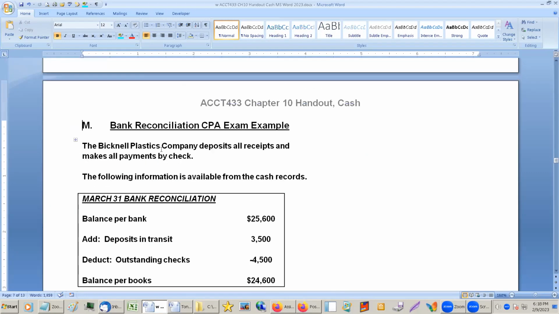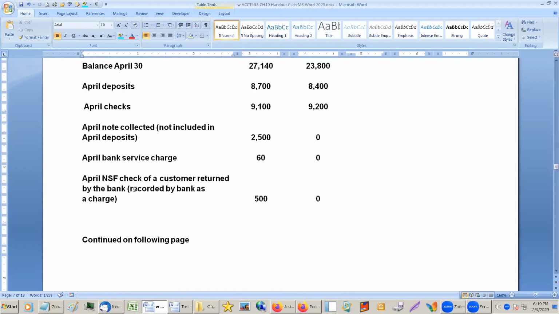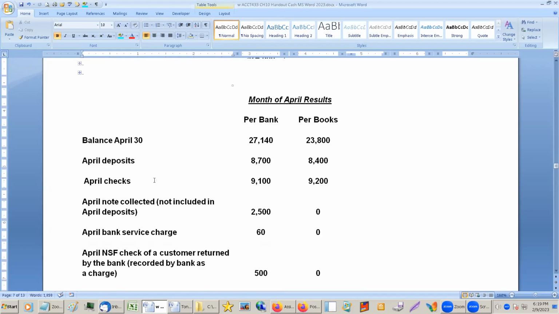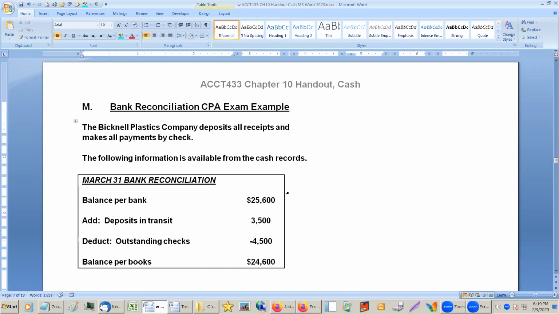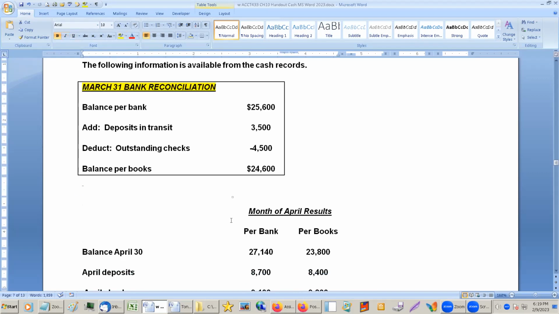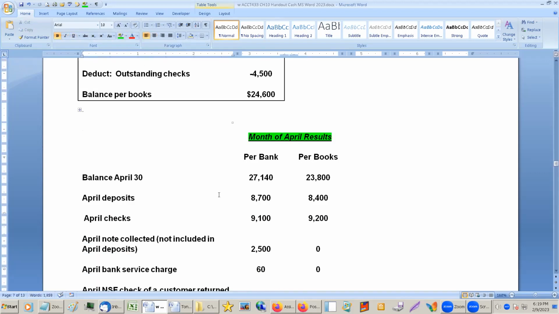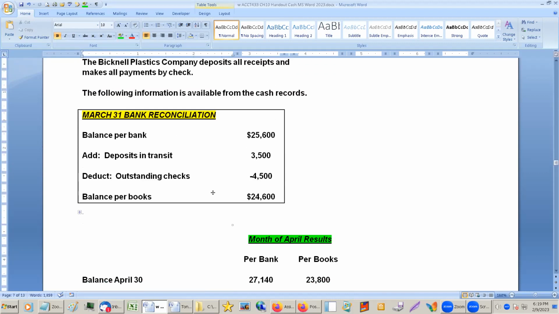This is a bona fide CPA exam bank reconciliation. So it's a little bit more involved than what we just did. Basically, here's the March bank reconciliation. We'll make that yellow. And here is the April results. And they're going to ask you to do the bank reconciliation for it.